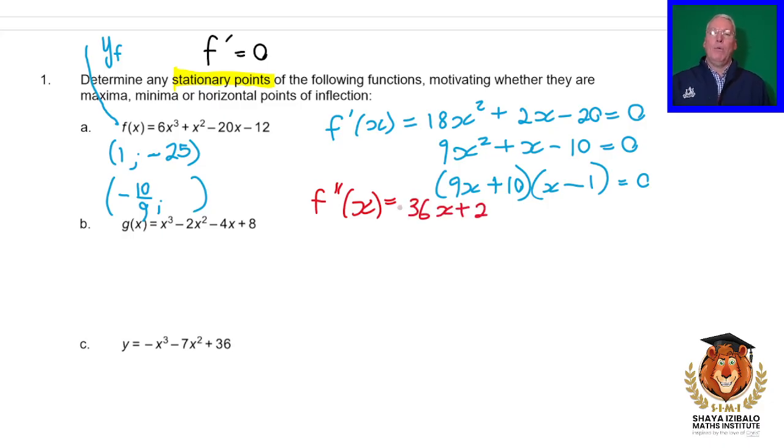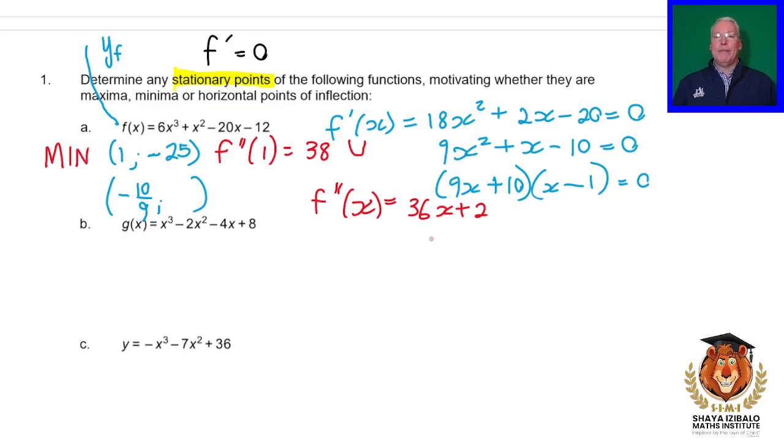Now, if I work out the second derivative at 1, at that stationary point, do I get a positive or a negative number? I actually get 38. Now 38 is a positive number, which means that the graph is like a cup, which means that this is a minimum turning point. Okay?